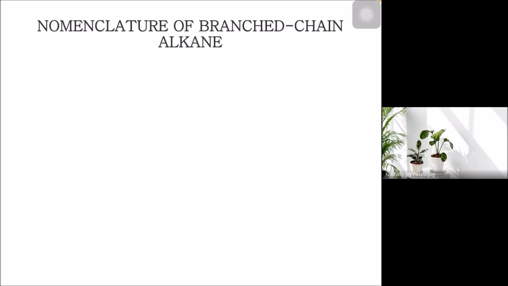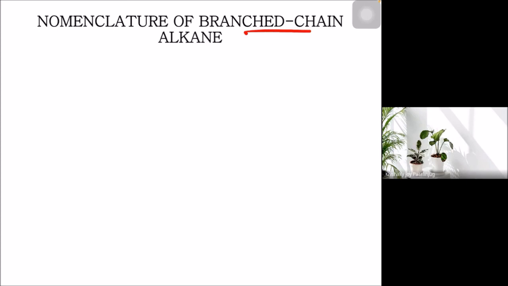So we will begin the nomenclature of branched chain alkanes. Straight chain alkanes are easy: you simply count the carbon chain, with no branches, use the Greek prefix except for the first four compounds of straight chain alkanes, and then simply add the suffix ane. So that is the straight chain alkane.